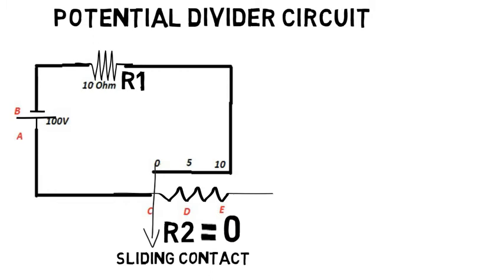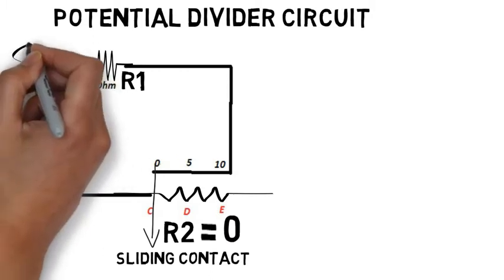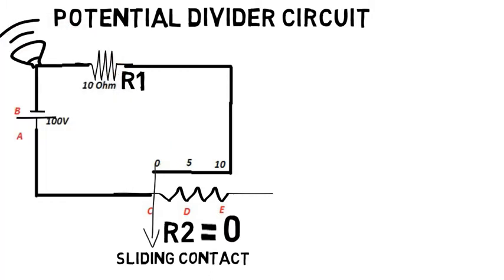To understand the concept well, let me bring a loudspeaker next to resistance R1. The volume of this loudspeaker will depend on the amount of current passing through it. If there is more current, there will be more volume. If there is less current, there will be less volume. To control its volume, let's say I can move this arrow from point C to point E.